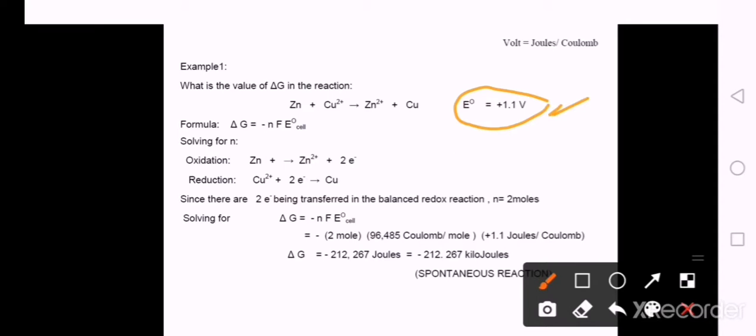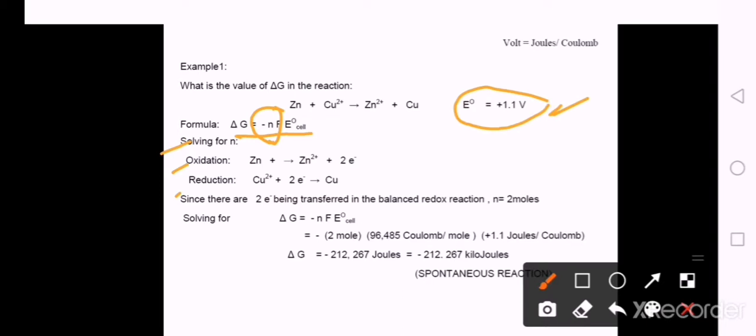Okay, so ang gagamitin nating formula is delta G is equal to the negative N multiplied with the Faraday's constant multiplied to the given cell potential. Okay. Paano natin malalaman yung values ng N? Okay, N. So, for solving N, we have to identify the reactions or the half reactions for oxidation and reduction.